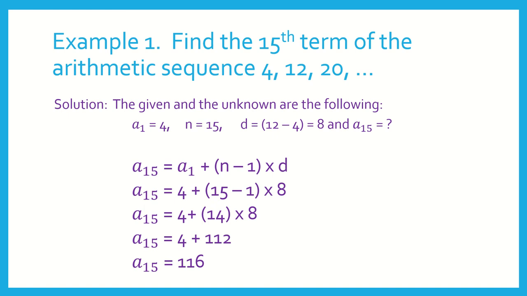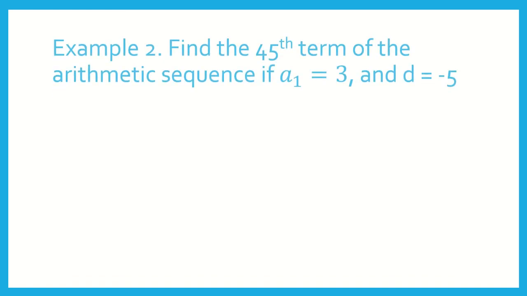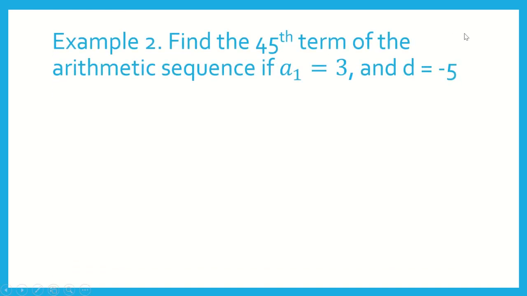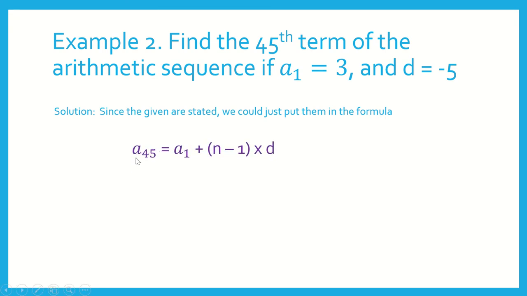Next, let's have more examples. Example number 2. Find the 45th term of the arithmetic sequence if a sub 1, which is the first term, is equal to 3 and d is equal to negative 5. Since the givens are stated, we could just put them in the formula. So the formula is a sub 45, which is the 45th term that we are looking for, is equal to a sub 1 plus n minus 1 times d.